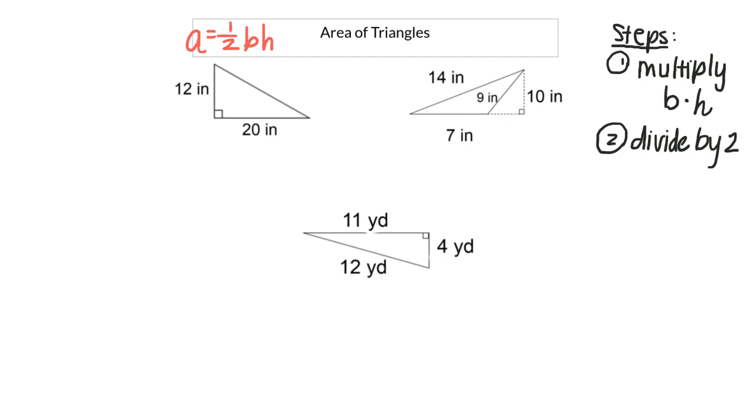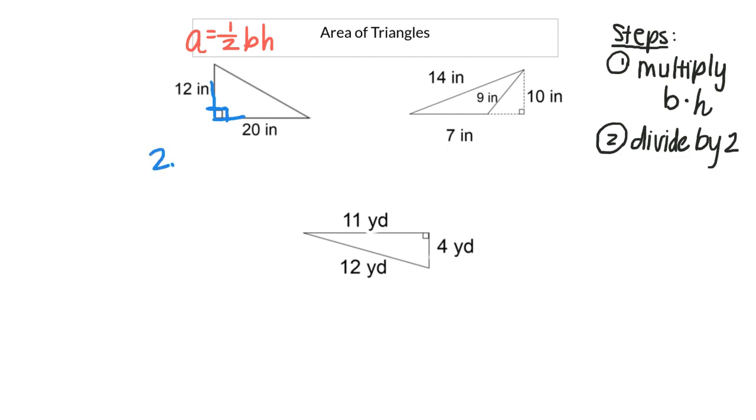The first one is pretty simple. There's only two numbers here, and so we're only going to focus on those two numbers. Just to keep in mind though, how we know if it's base and the height is this little box here in the corner. The box in the corner always touches the base and the height. That's just a symbol for a 90-degree angle.